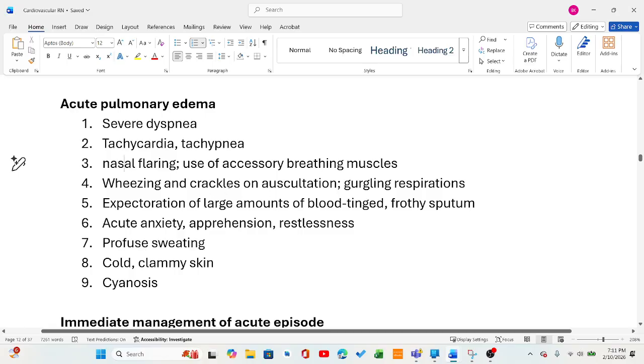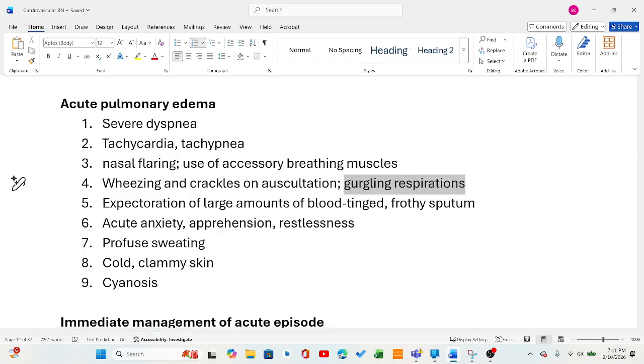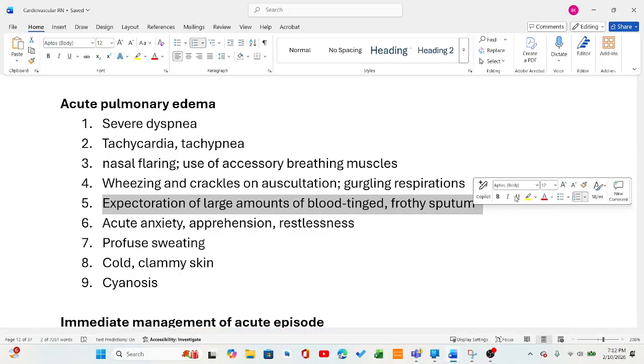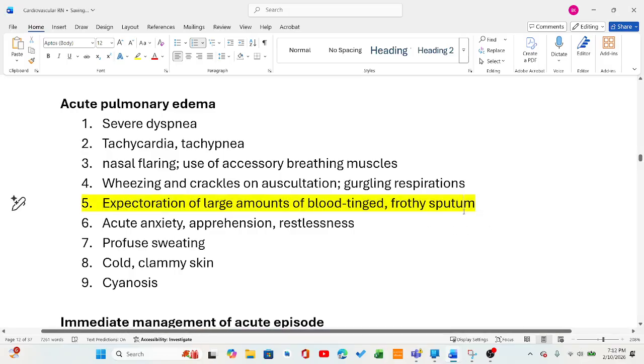Then they might be having crackles when you listen to them, and wheezes as well. Sometimes you'll be hearing gargling respirations as well. It's a sign that the patient is having fluid buildup in the pulmonary system. When they cough, sometimes they will be coughing blood. Remember, because of the congestion. So always remember this. They might be coughing out blood as well, or they might be getting sputum, and this sputum is more frothy.